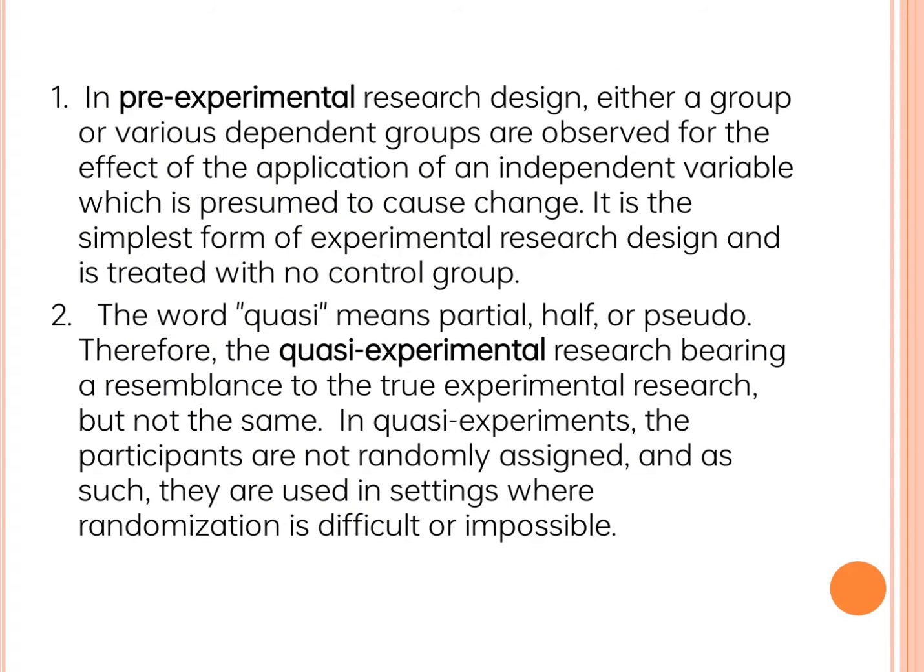In pre-experimental research design, either a group or various dependent groups are observed for the effect of the application of an independent variable which is presumed to cause change. It is the simplest form of experimental research design and is treated with no control group.